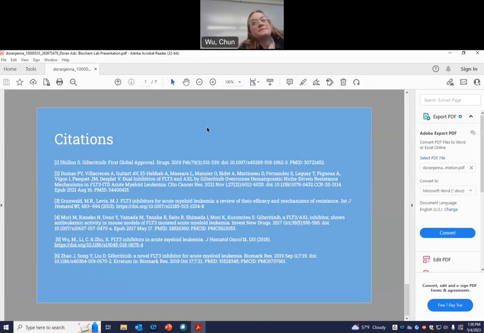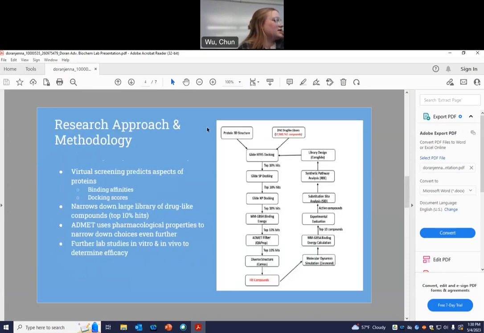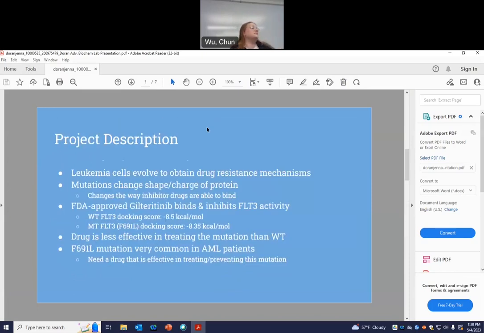What was your lowest concentration? You mean docking score? Yeah. The mutant type was negative 8.35, and the wild type was negative 8.5. So it's more effective for the wild type than the mutant type.